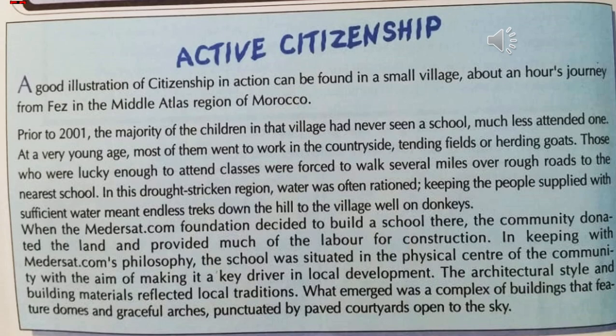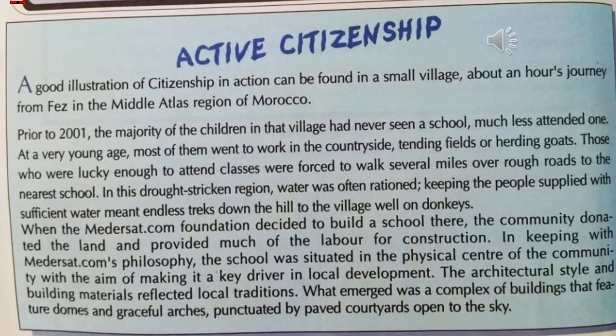Active citizenship. A good illustration of citizenship in action can be found in a small village, about an hour's journey from Fez in the Middle Atlas region of Morocco. Prior to 2001, the majority of the children in that village had never seen a school, much less attended one. At a very young age, most of them went to work in the countryside, tending fields or herding goats. Those who were lucky enough to attend classes were forced to walk several miles over rough roads to the nearest school. In this drought-stricken region, water was often rationed.